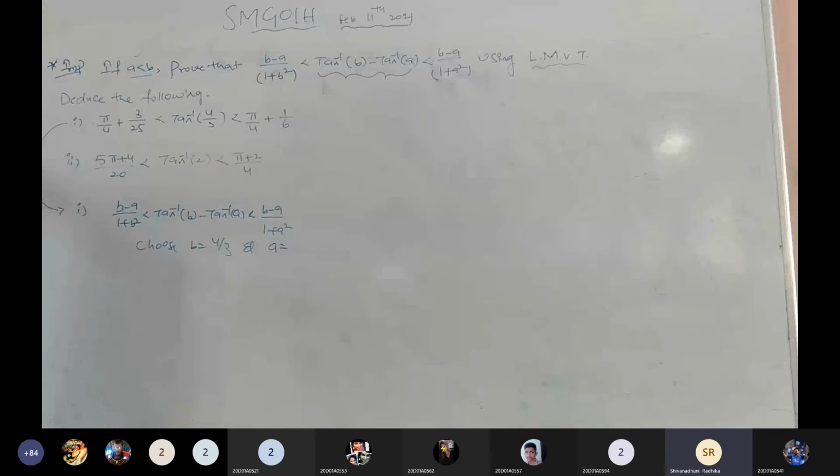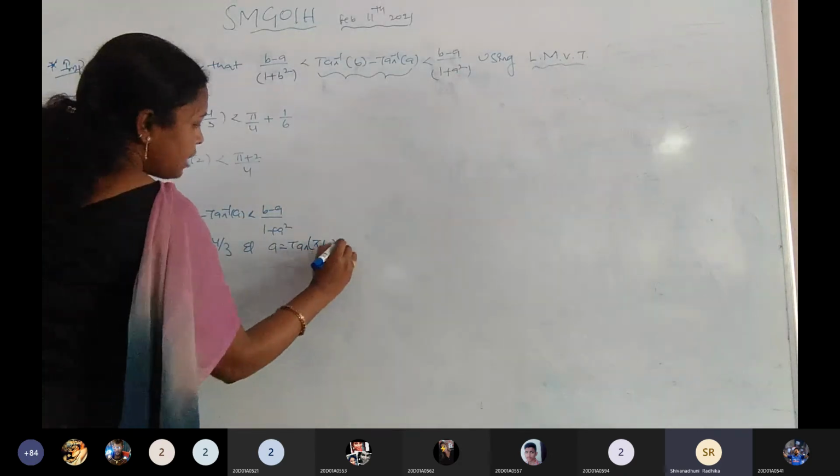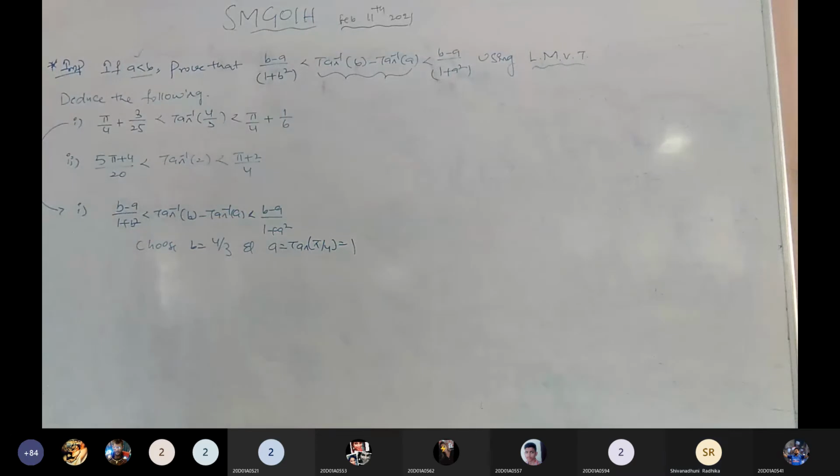Pi by 4 tan. 180 by 4 is 45. In the middle, what function do we have? Tan function is there. Now tan of this angle I am going to take. Tan 45 value is 1. So this is the choosing of a and b value.